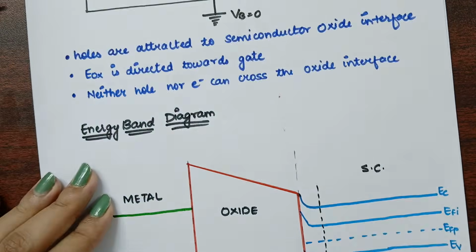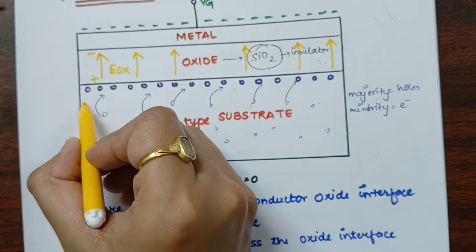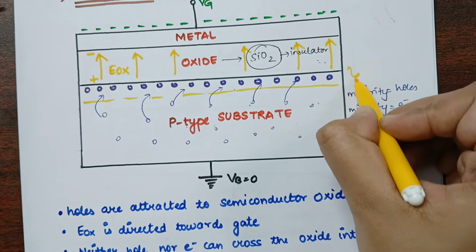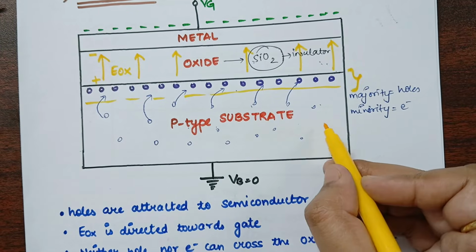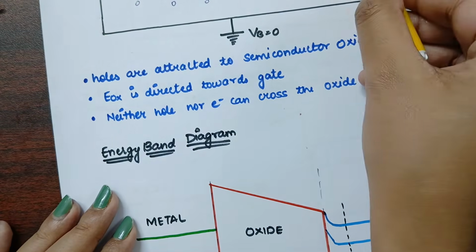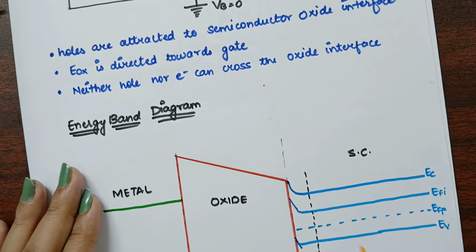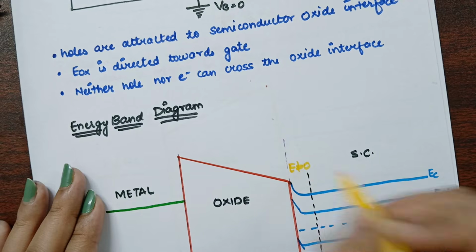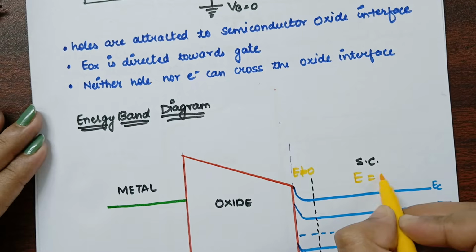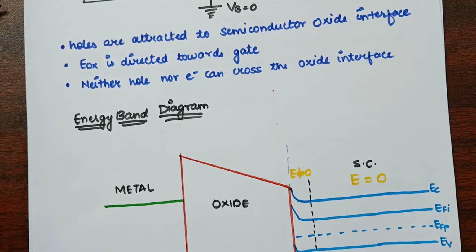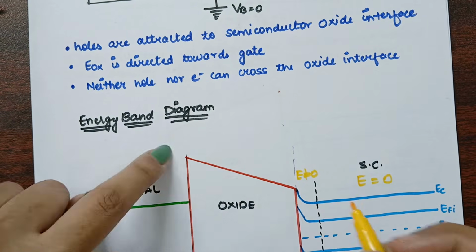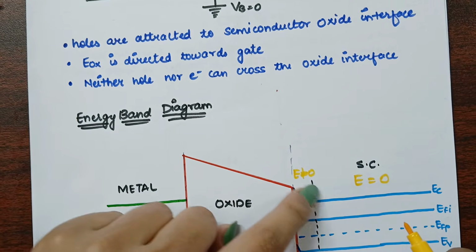Why is it so? Because these holes are accumulated in this particular region only. They are not accumulated over the whole area. So the slope is observed in that particular region only, where the electric field is non-zero. In this other region, the electric field is 0. So you will observe that the oxide is tilted, and the energy band in that particular region will be tilted.